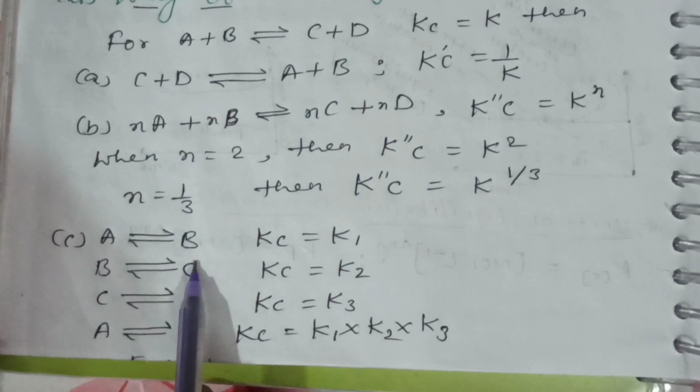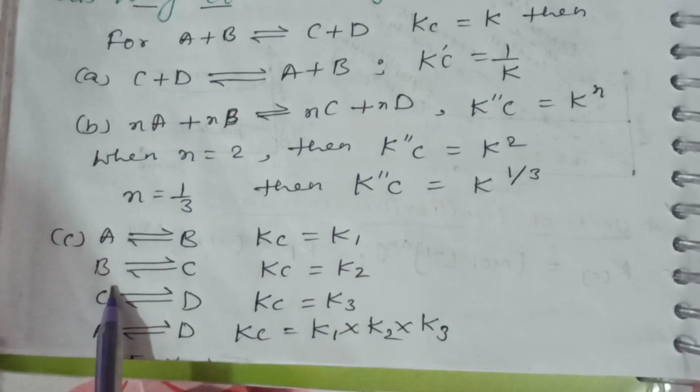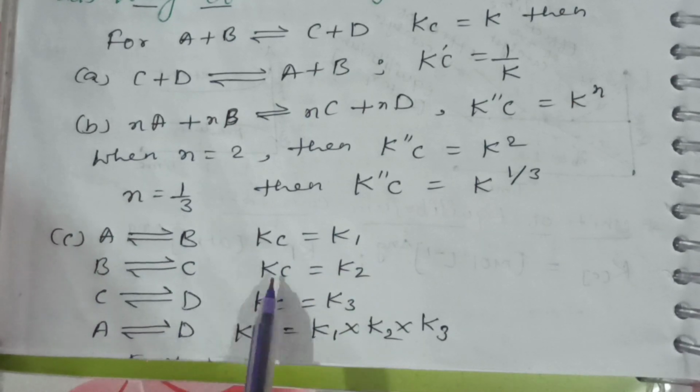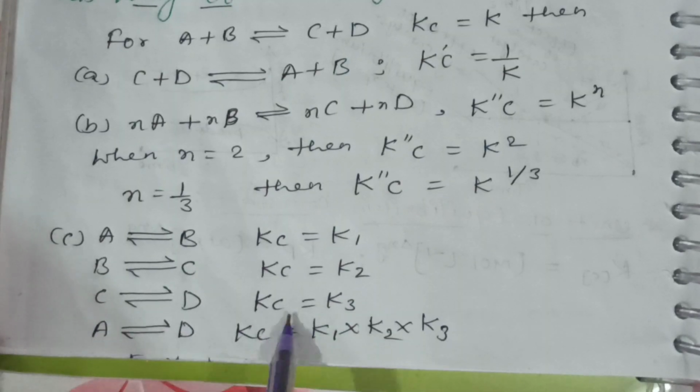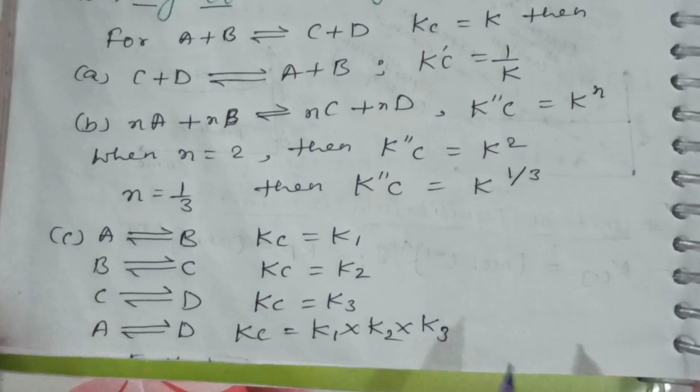A in equilibrium with B, Kc is equal to K1. B in equilibrium with C, Kc is equal to K2. C in equilibrium with D, Kc is equal to K3. Then A in equilibrium with D, Kc is equal to K1 into K2 into K3.